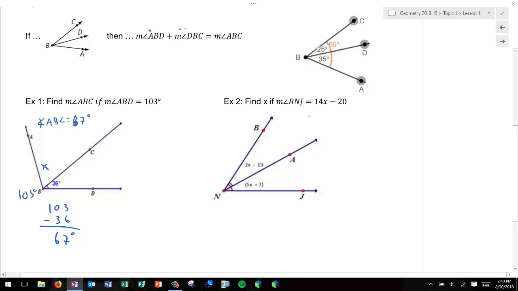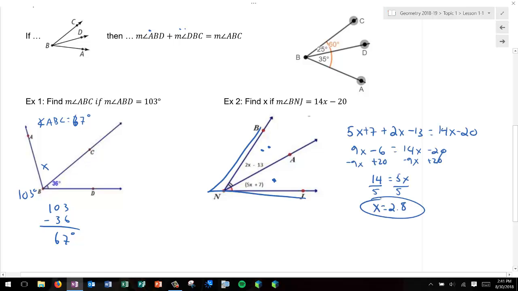Go ahead and try example 2. Once again, it's the same thing. We're using this piece plus this piece equals the whole thing. And see what you come up with. Okay, welcome back in. So as you can see, I took angle JNA, 5x plus 7, and I added angle ANB, 2x minus 13, and I set it equal to the whole thing, JNB, which was 14x minus 20, and then solved out from there. And I got 2.8 equals x.